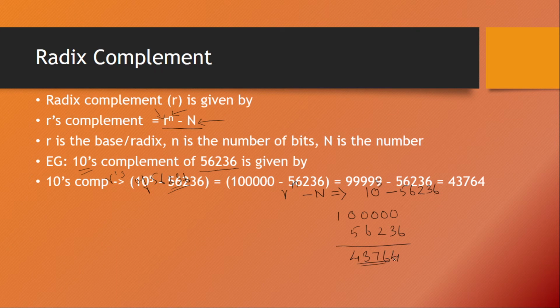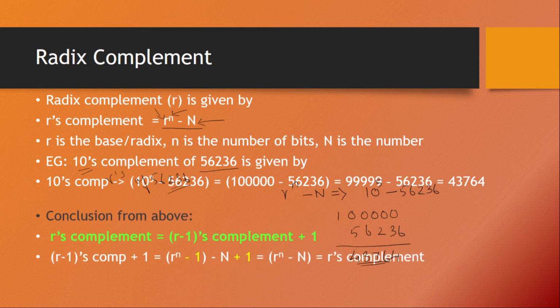Hope it's understood. Now, can we find a relationship between these two complements? One is Radix complement, which is commonly called r's complement, and another one is diminished Radix complement, which is r minus 1's complement. So if there is a possibility to find the relationship between these two, we can write r minus 1's complement with the formula r power n minus 1 minus n.